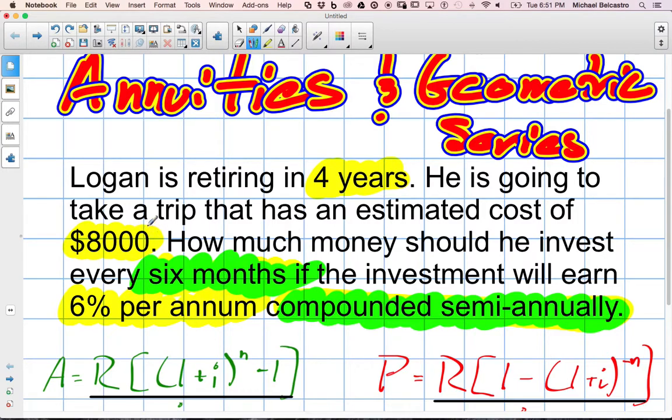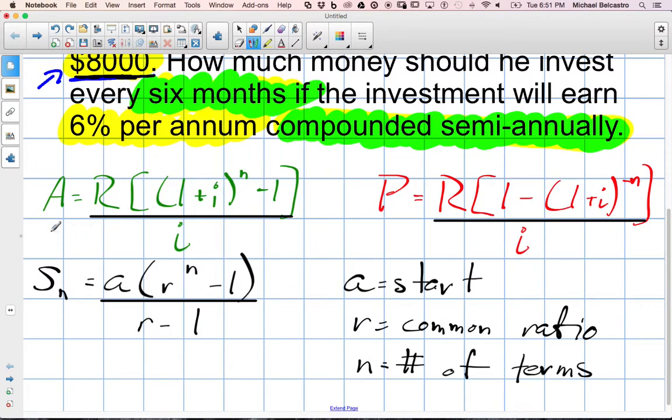So the estimated cost when he goes on his trip when he retires is going to be $8,000. So at some time in the future, he needs $8,000. We have our two annuities. This A1 stands for the future value amount, and this stands for the present value. Literally by the name, we can tell, because he needs that amount in the future, we're going to be replacing the future value with our 8,000. So we'll be using this one.